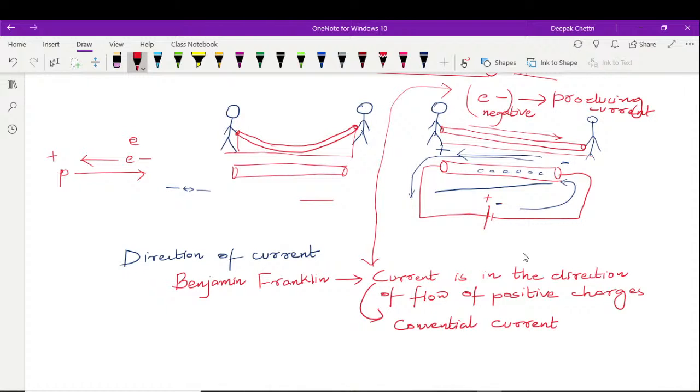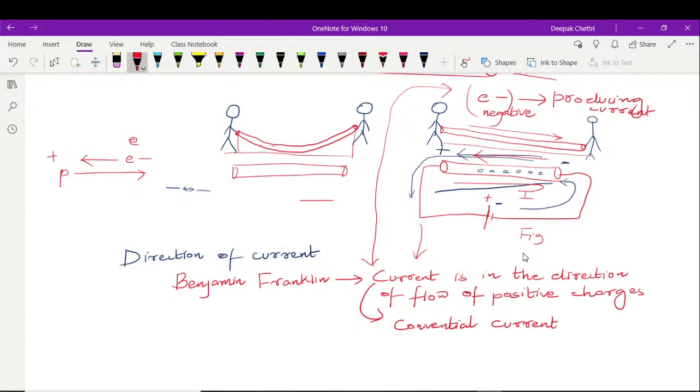So that's why we still follow this definition, and we say that the direction of current is from positive to negative, that means in the direction of flow of positive charges. So in this figure, the electron is going from right to left, so the positive charges will go from left to right. So the current will also be in that direction, from left to right. We are following this definition: current is in the direction of flow of positive charges.